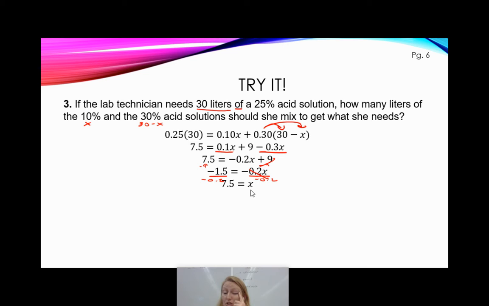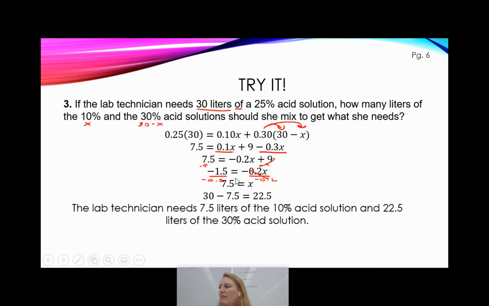Let's make sure we answer the question, because we know that X is my 10% solution. So I need 7.5 liters of my 10% solution. I'm going to subtract that from 30 to find my 30% solution. So 30 minus 7.5, oh, 22.5. Great. So I need 7.5 liters of the 10% acid solution and 22.5 liters of the 30% acid solution. And now our lovely lab tech can totally make the solution they need in order to run the experiment they need to run. Awesome.